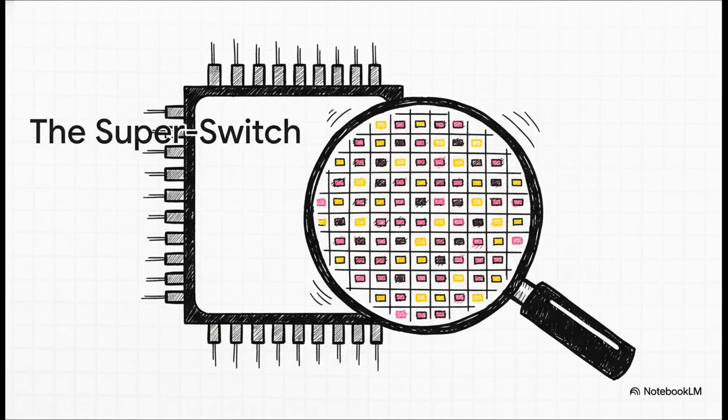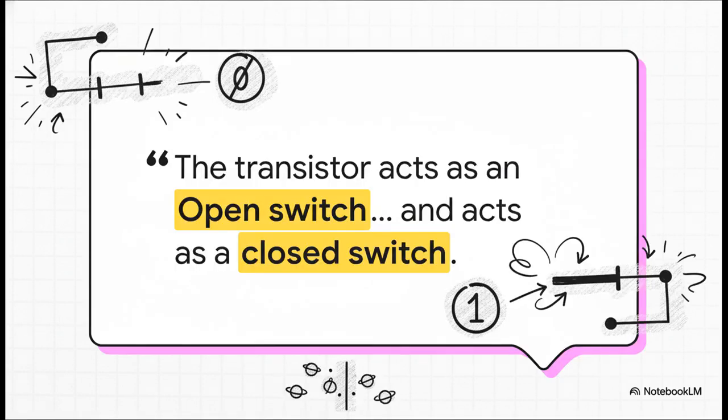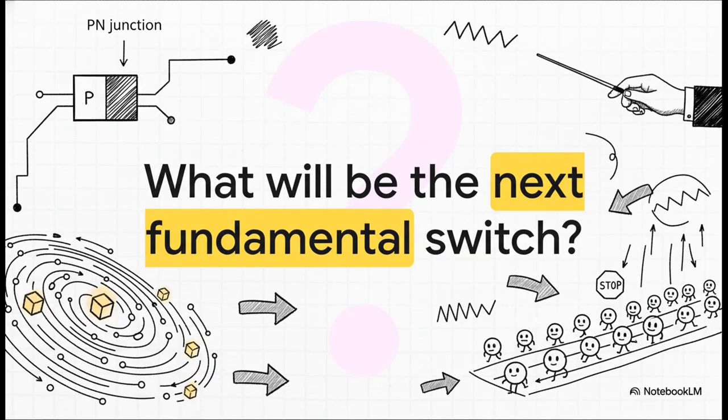And these billions of switches, all flipping on and off, are what perform all the logic that makes your computer do what it does. So it really all boils down to the super simple idea from the source material. Depending on that little control signal, the transistor acts as an open switch or as a closed switch. It is the perfect physical manifestation of our binary 0 and 1, a controllable, reliable, and ridiculously fast bouncer for electrons. It's pretty wild when you think about it, right?